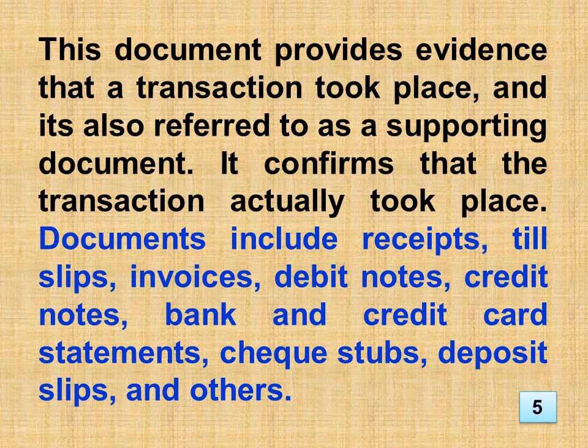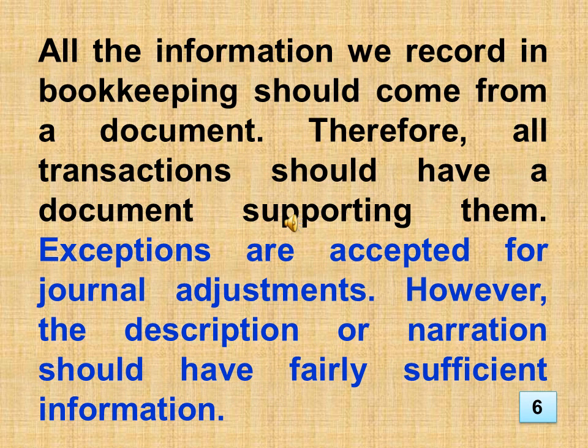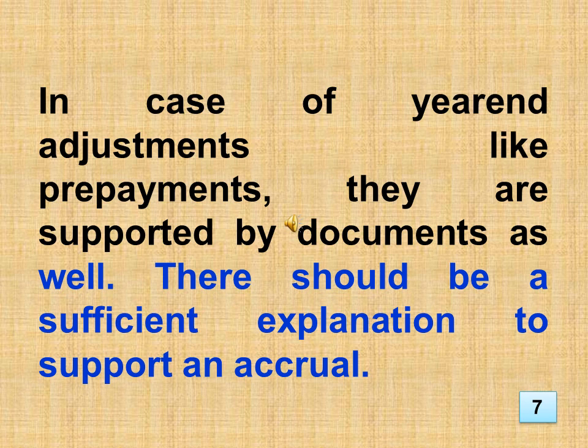Documents include receipts, till slips, invoices, debit notes, credit notes, bank and credit card statements, check stubs, deposit slips, and others. All the information we record in bookkeeping should come from a document. Therefore, all transactions should have a document supporting them. Exceptions are accepted for journal adjustments. However, the description or narration should have fairly sufficient information. In case of year-end adjustments like prepayments, they are supported by documents as well. There should be a sufficient explanation to support an accrual.